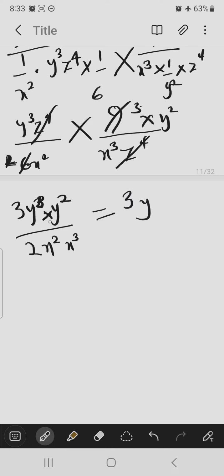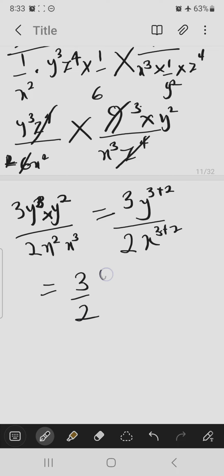So this one will now be equal to 3y. This one is multiplication, so you now use the first law of indices. You now have y raised to power 3 plus 2 over 2 times x raised to power 3 plus 2. So this one will now be equal to 3 over 2 y raised to power 5 x raised to power 5, and that is the answer. And I really hope you understand what I'm saying.